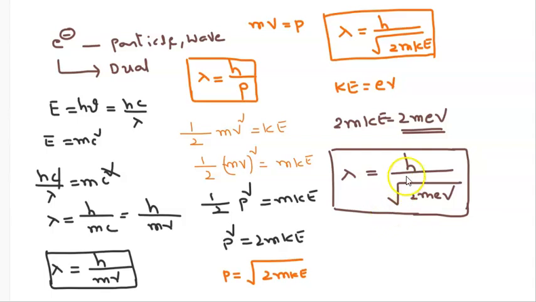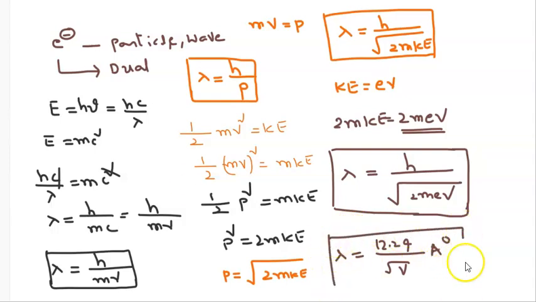If I substitute the values of h and m as well as the charge e for the electron, then lambda is equal to 12.24 by square root of V in angstroms. That is the formula used to calculate the de Broglie wavelength for the electron when you substitute the values of h as well as m as well as e.